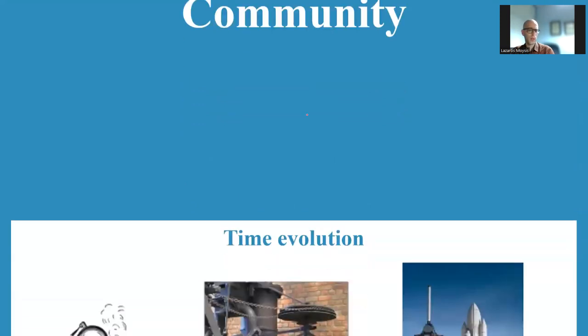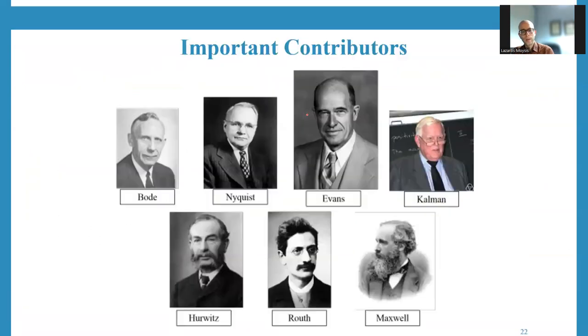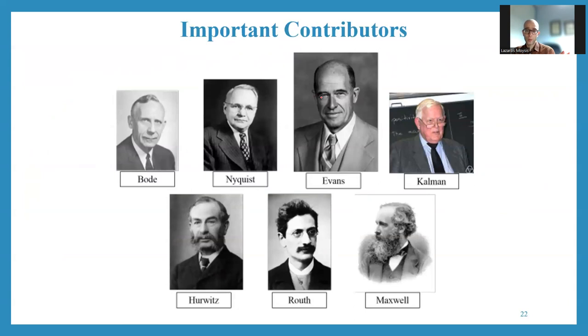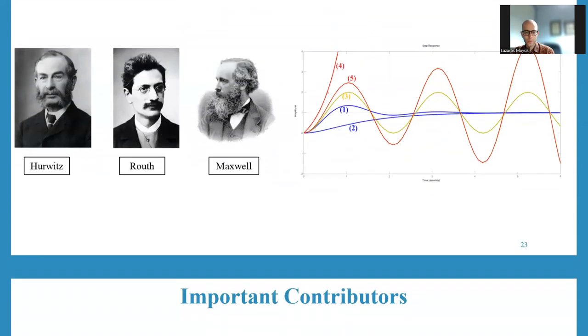Now, I should always mention, of course, control systems have been around since forever, I would say 2000 years plus. There are many important contributors. If I would make some specific note, there are a couple of people that are the first ones to study system stability, like Hurwitz, Routh, and Maxwell, Clerk Maxwell, actually, very well known. These are the first people that studied stability in control systems.